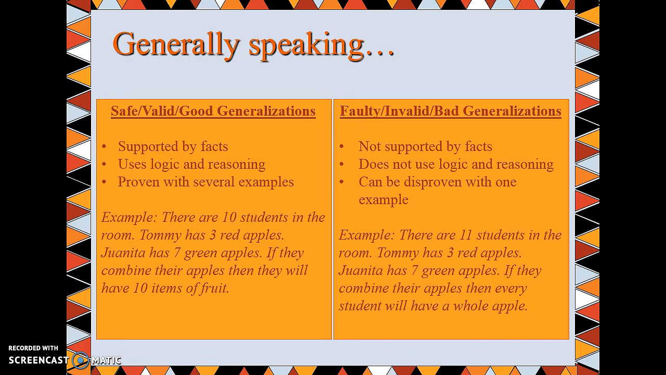That little word, every, really gives it away that this is a bad generalization, that not every single student will be able to have a whole apple. Simple math tells us that. Now, if they cut the apples up, we can say that all of the students will have one piece of fruit.